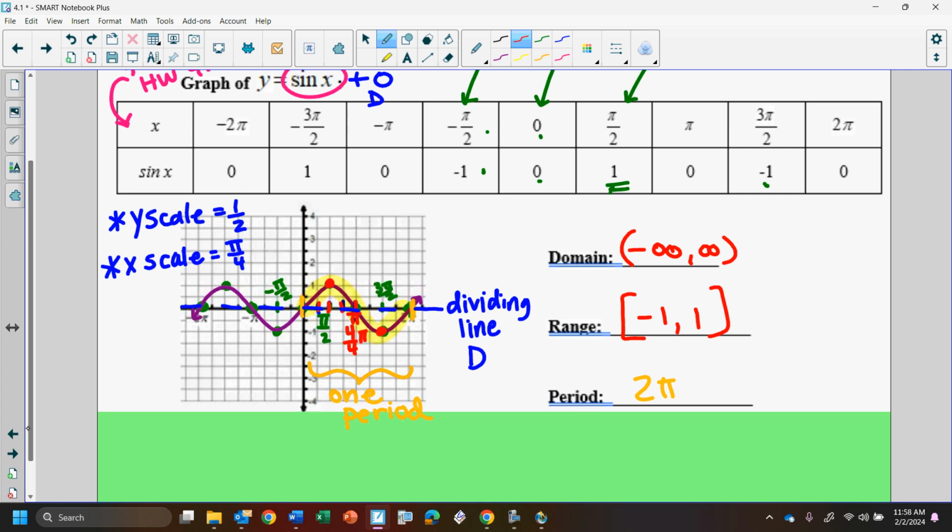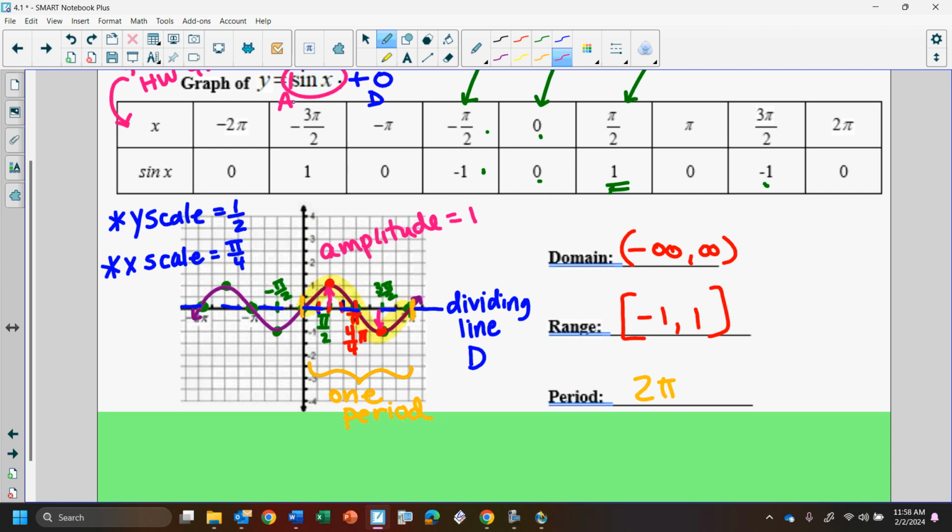How far up and down are we in this graph? 1 again. So the amplitude is again a 1. And that's because my A value was 1. There's like an invisible 1 in front of that sine, that A value. Making sense? Feeling good? Yeah, you're doing great.